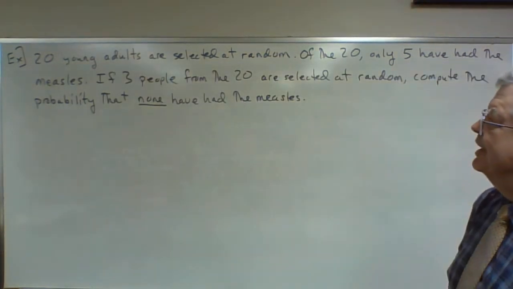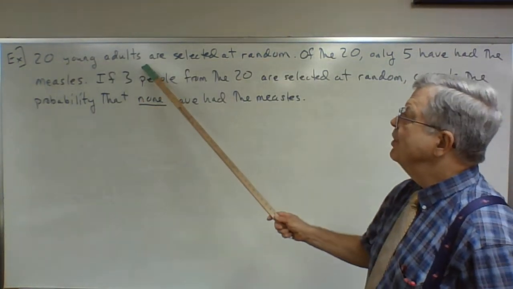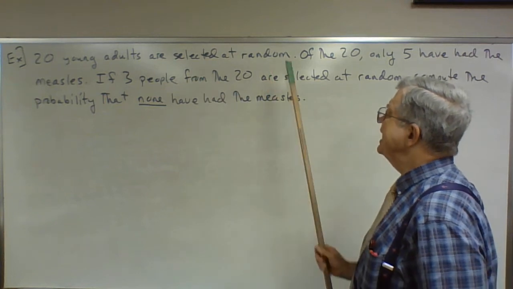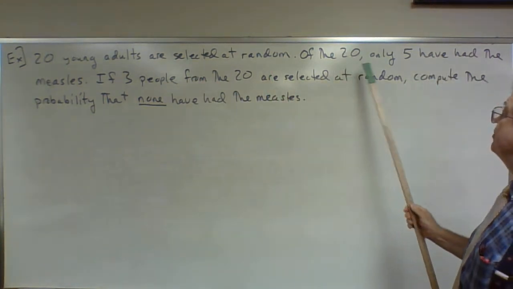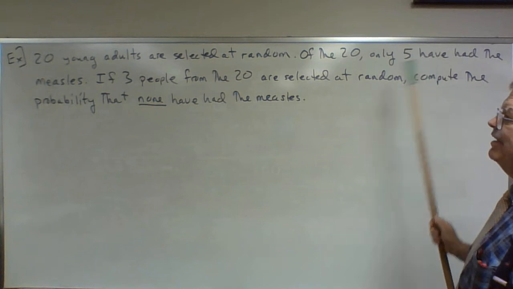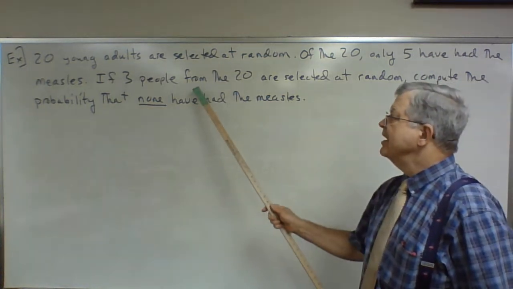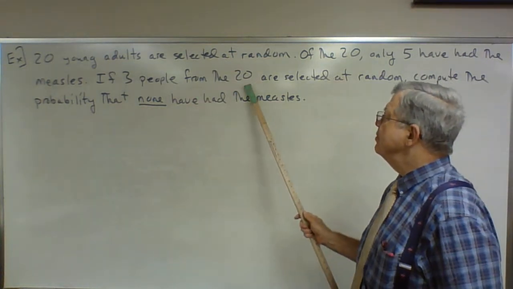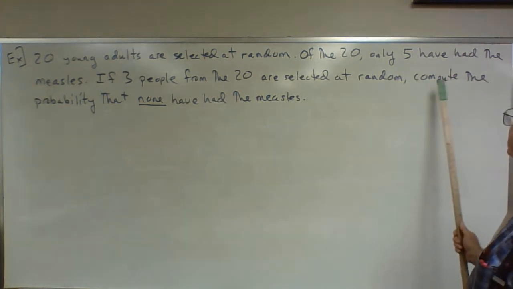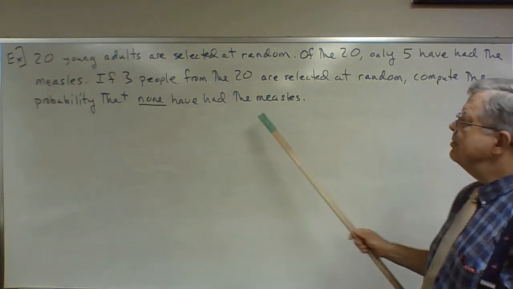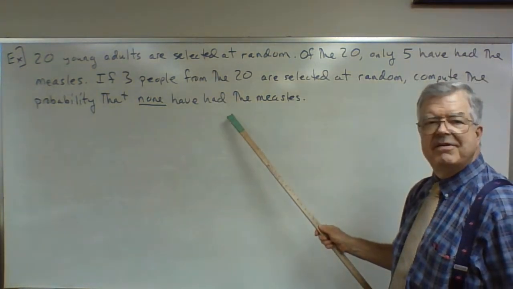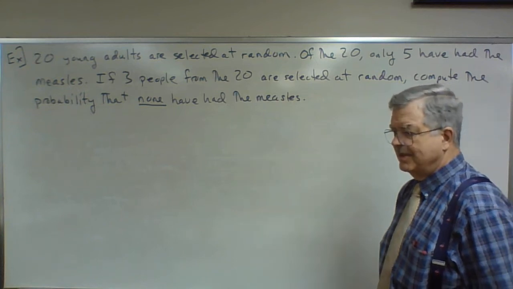Here's another good one. 20 young adults are selected at random. Of the 20, only 5 have had the measles. If 3 people from the 20 are selected at random, compute the probability that none have had the measles.